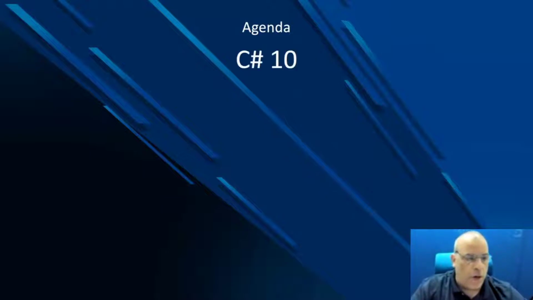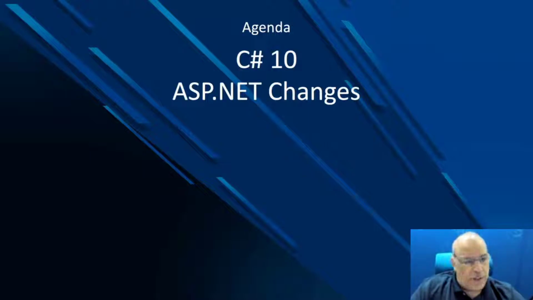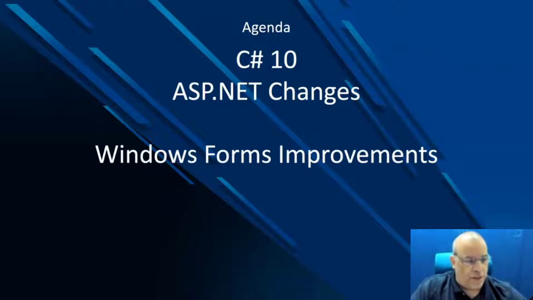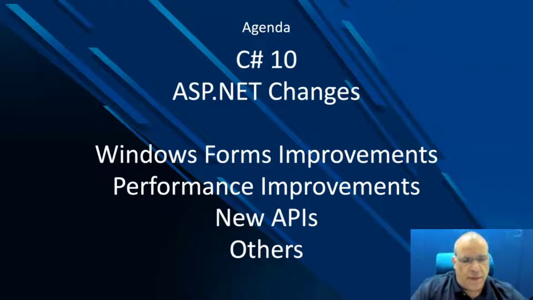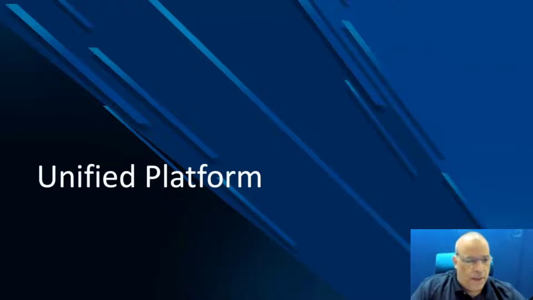Our agenda today, we are going to talk about C# 10. We're then going to talk about some changes in ASP.NET and then walk into Maui. Oh wait, we're not going to walk into Maui because Maui wasn't actually released as part of .NET 6 because of some challenges. So instead, we're going to talk about some Windows Forms improvements, then move on to some performance improvements that were made, talk about some new APIs that were introduced, and then some other cool features of .NET 6. But before we go into that, let's talk about the vision of .NET in general.